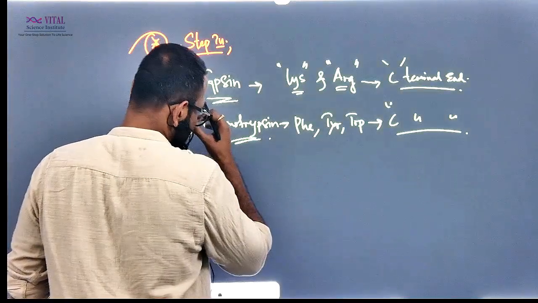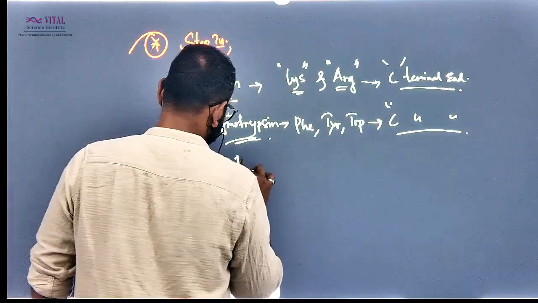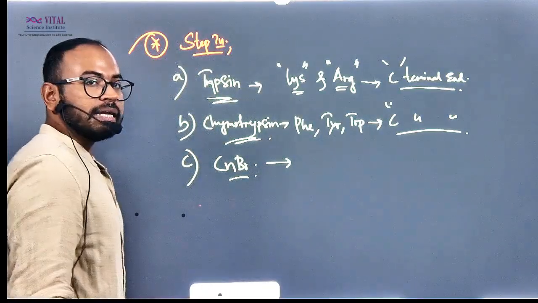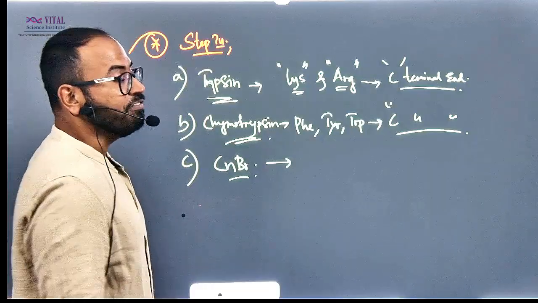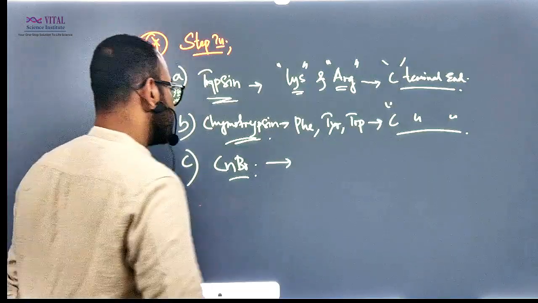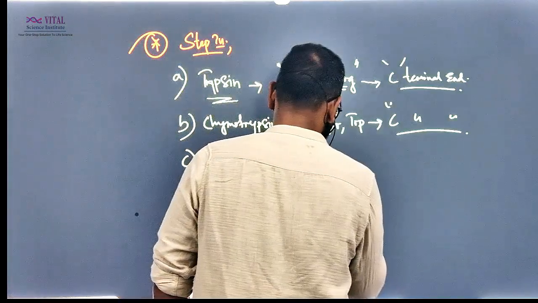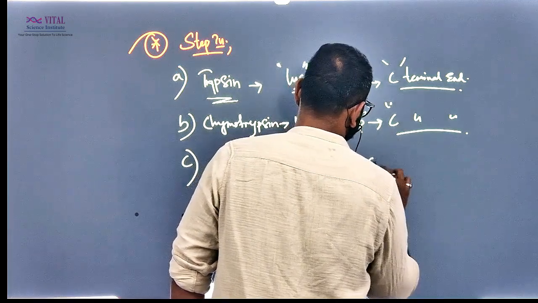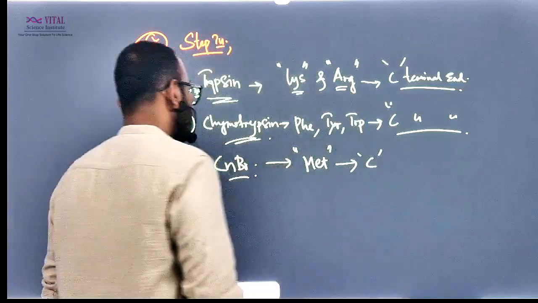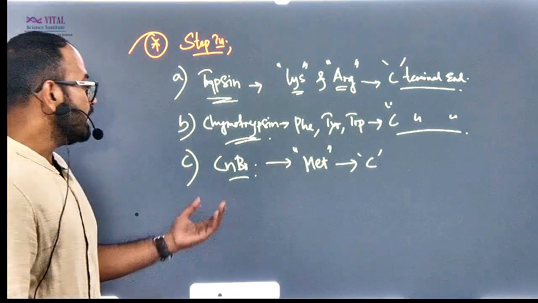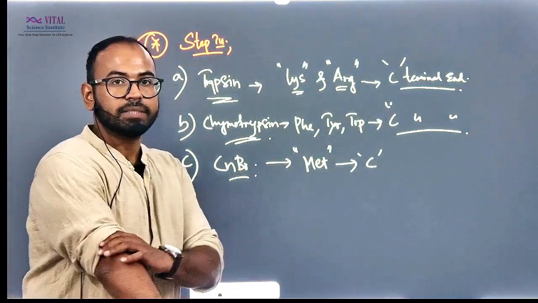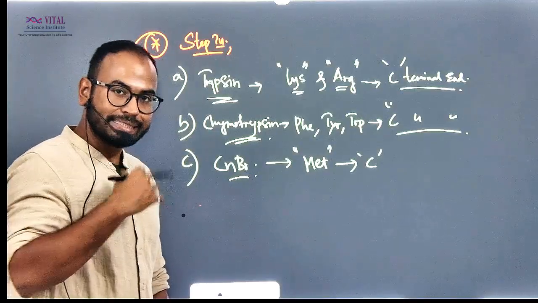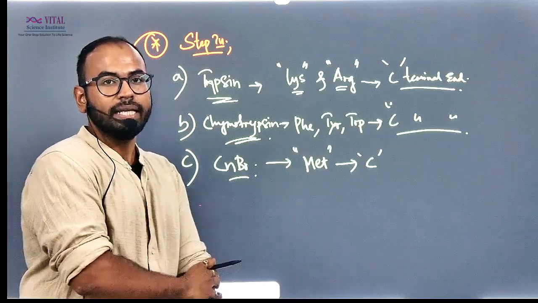Another important reagent, cyanogen bromide, CNBr. In most cases, if there lies a presence of methionine, then it can be cleaved by using CNBr as an agent, because CNBr can cleave methionine at its carboxyl terminal end.